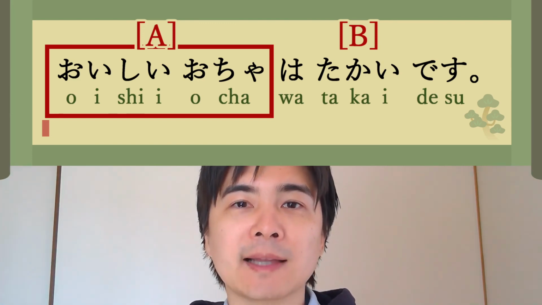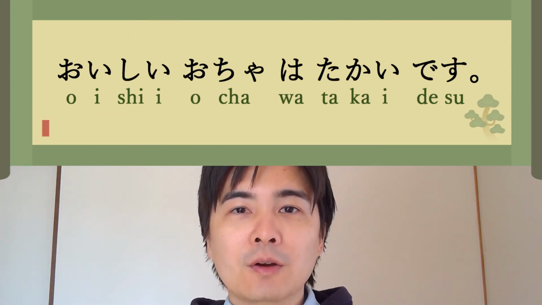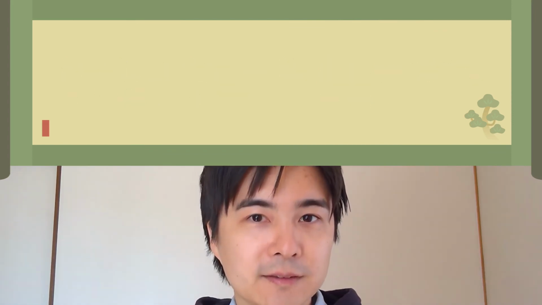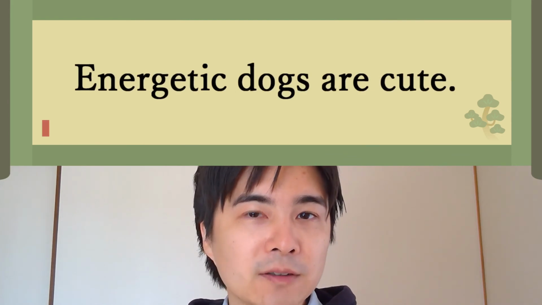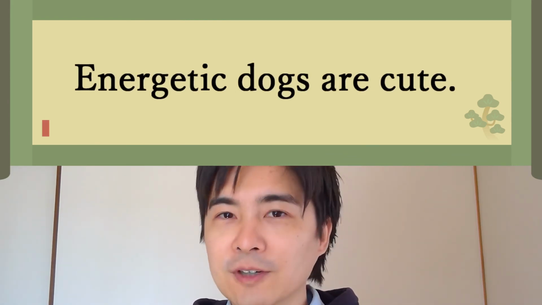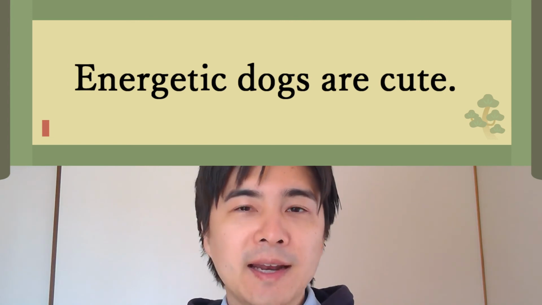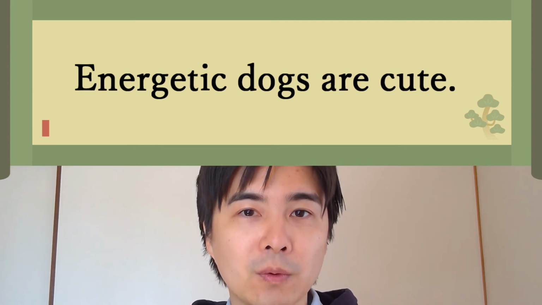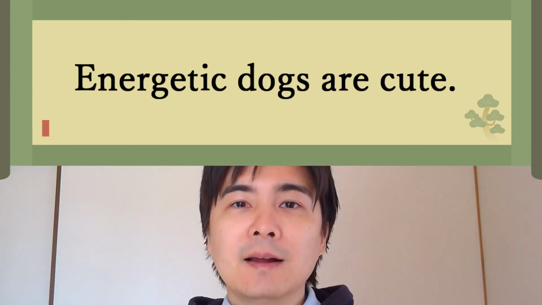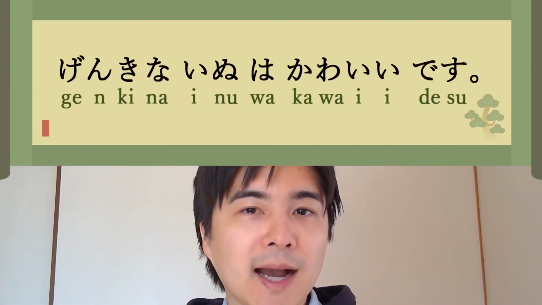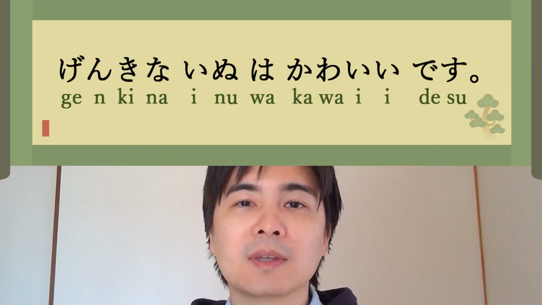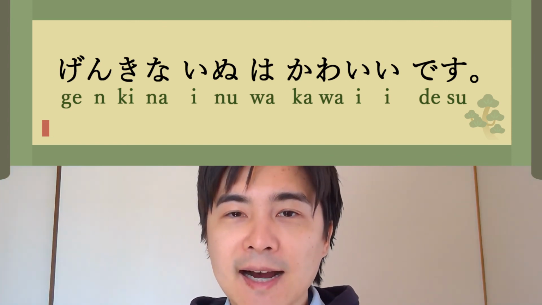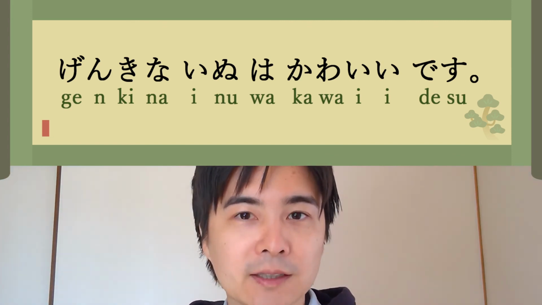美味しいお茶は高いです。Question 6. Energetic dogs are cute. Please translate this into Japanese. Energetic dogs are cute. If you want to think for a while, please stop this video. The answer is 元気な犬はかわいいです。元気な means energetic or healthy.